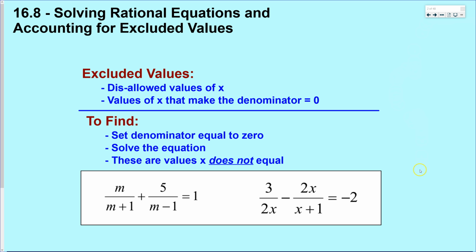So if you want to find excluded values, all you have to do is look at the denominators only and decide what value of the variable would make that denominator equal to 0. Or you could write a baby equation off to the side and just say m plus 1 equals 0, therefore m must equal -1. So for this expression, we get a -1 as an excluded value. Here we'd get a +1. Here we get a 0, and here's another spot where we'd have a -1.